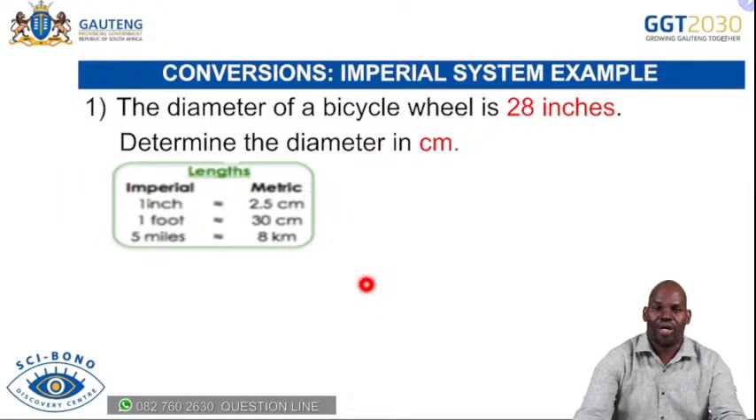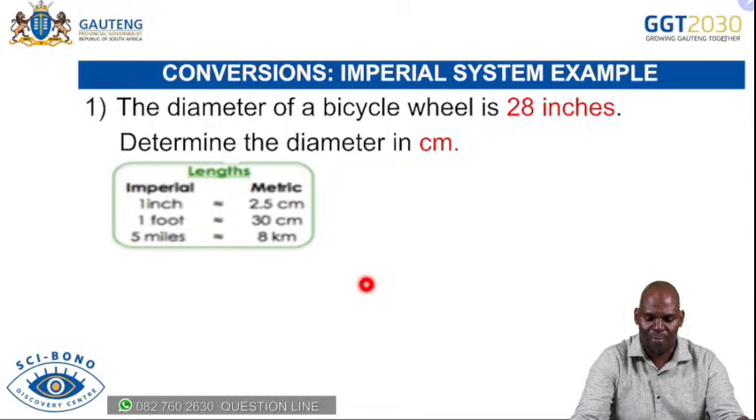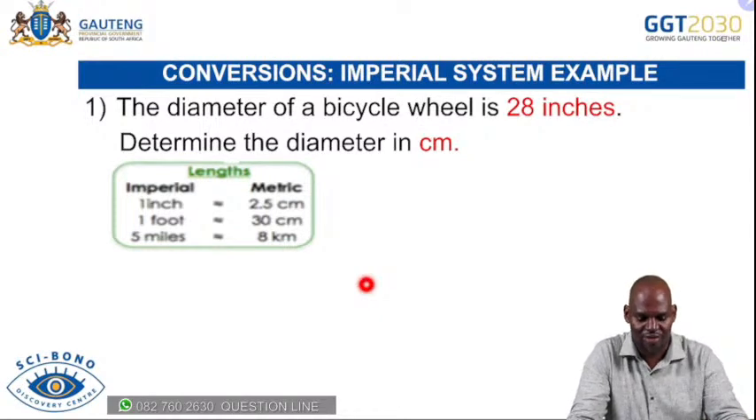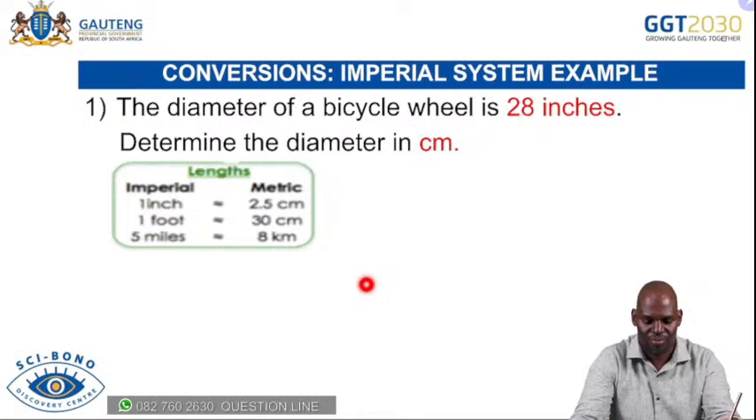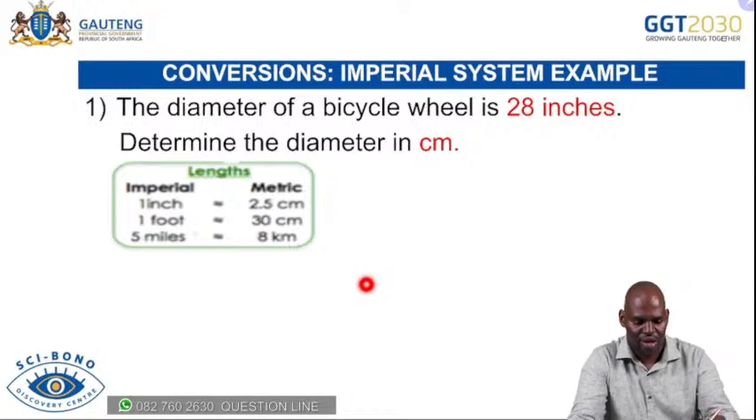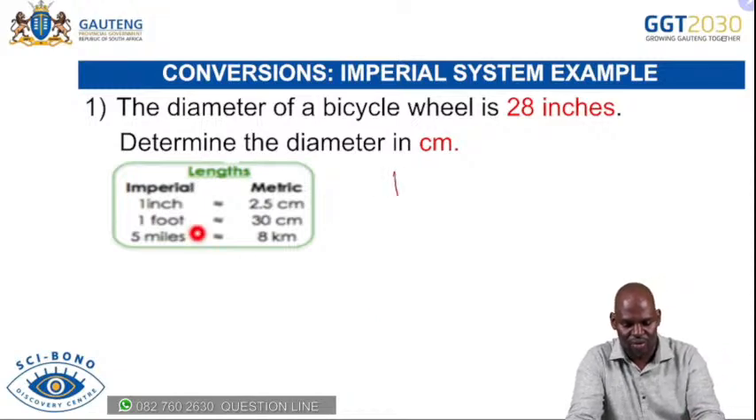Okay, then to the real examples now. Conversion, imperial system example: the diameter of a bicycle wheel is 28 inches. Determine the diameter in centimeters. Right, now we need to check. For conversion, we've got 1 inch equals 2,5 centimeters.